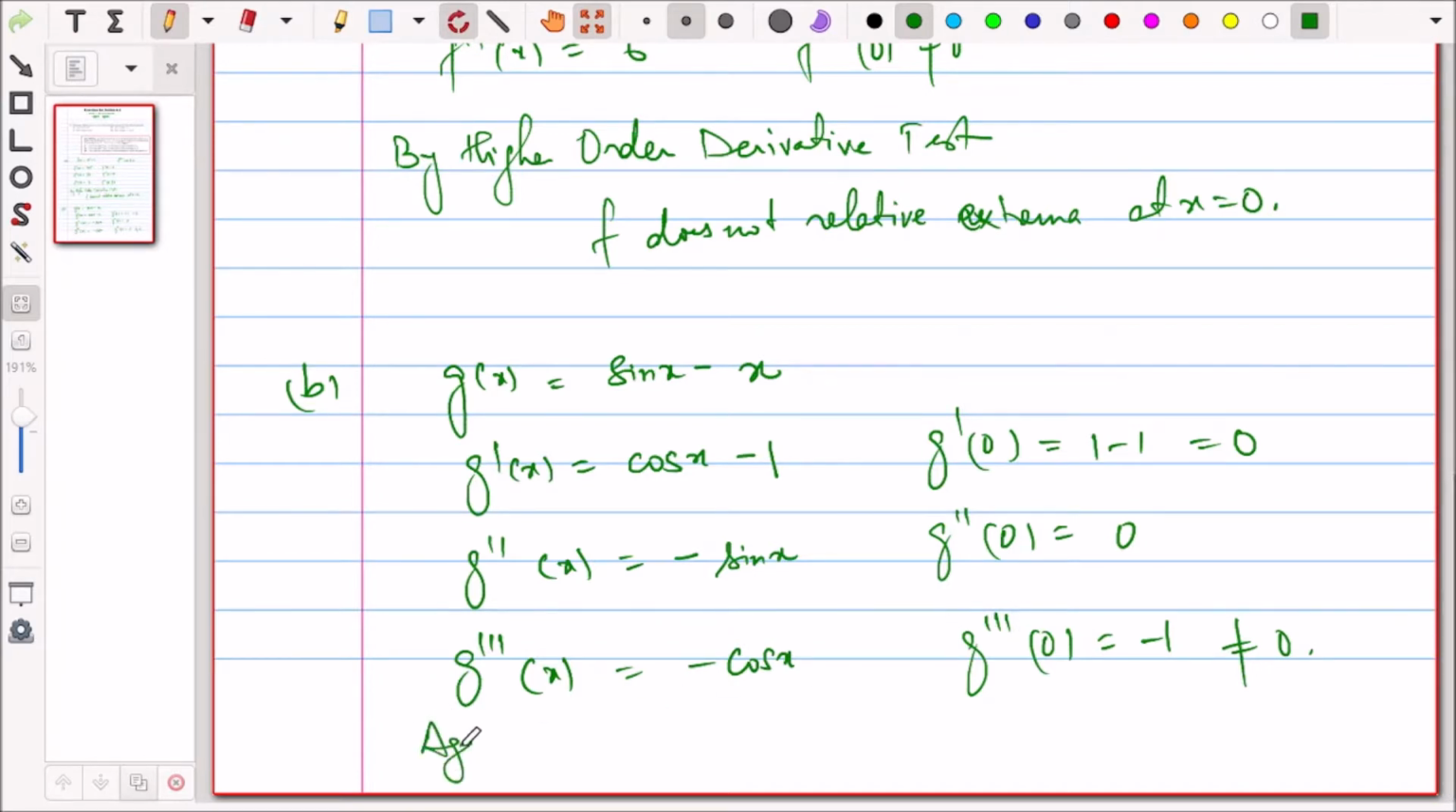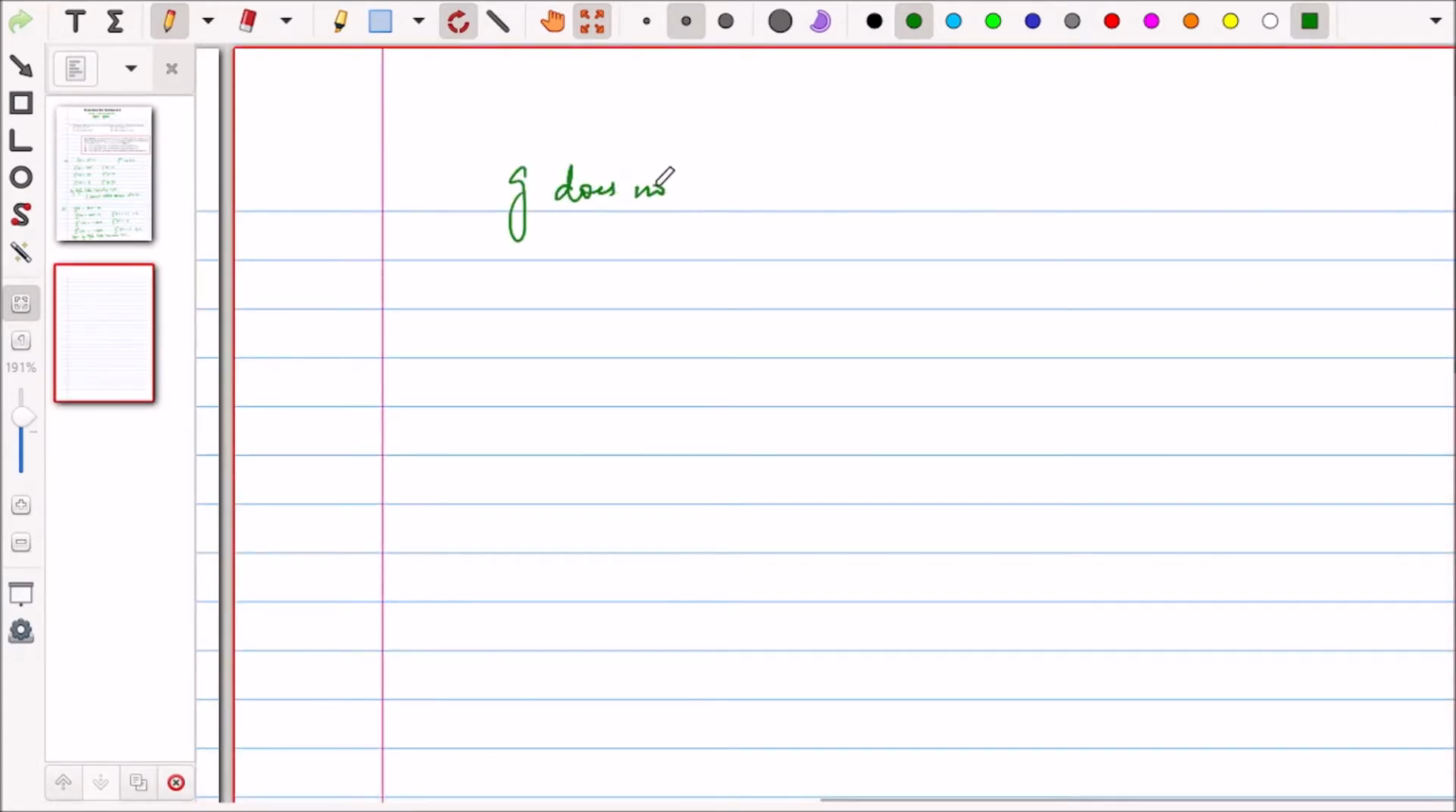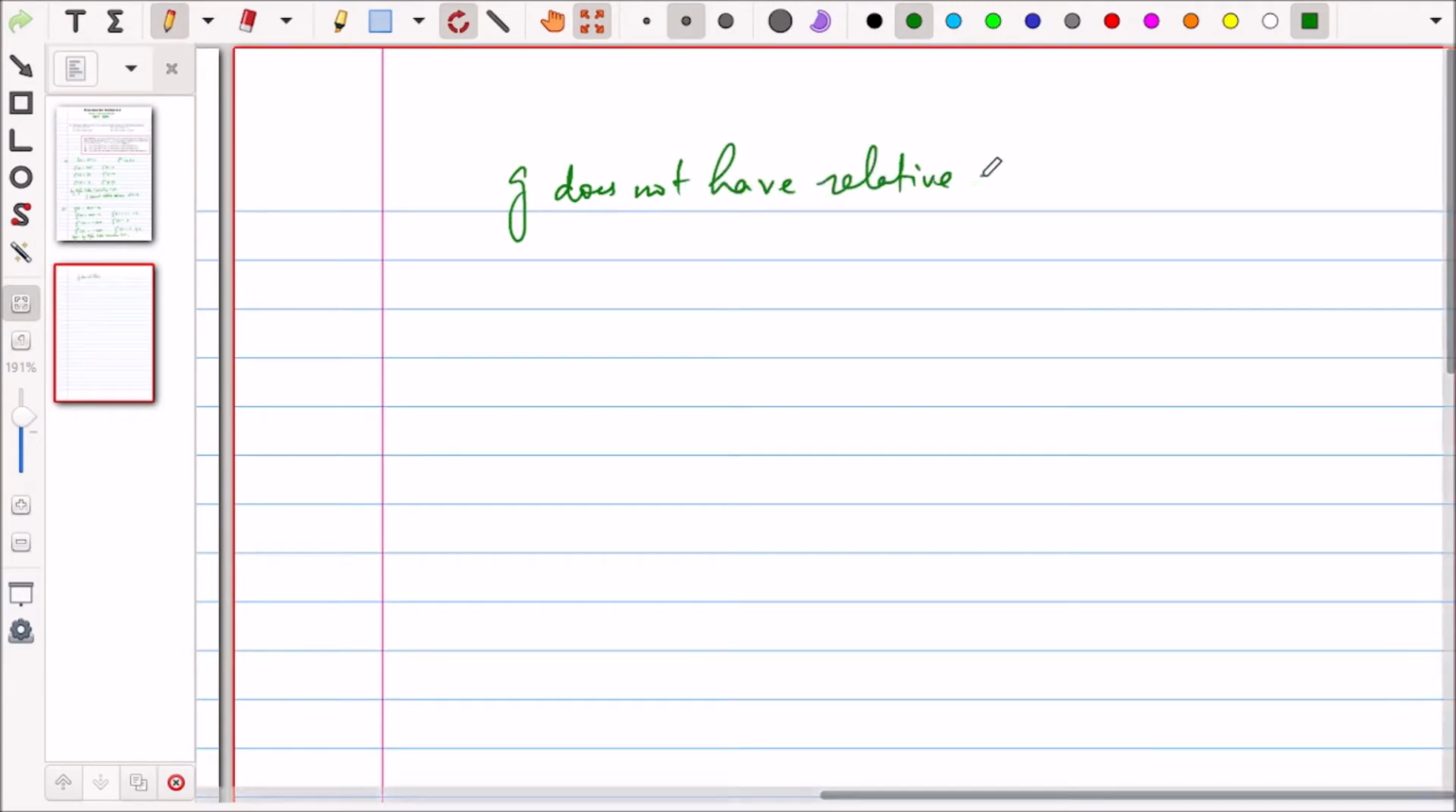So again by the higher order derivative test, g does not have relative extrema at x equal to 0.